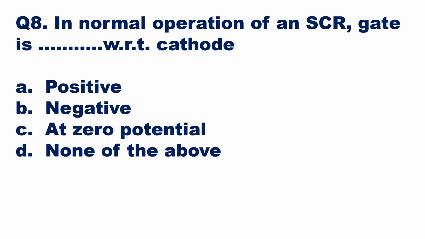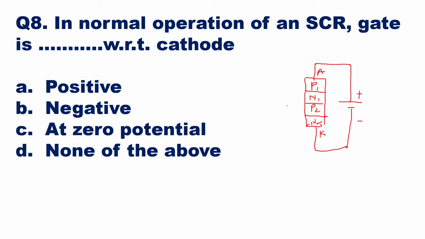In normal operation of an SCR, the gate is dash with respect to the cathode. Again, the same concept we have to remember. We will again see the structure of the SCR. We know that it is four layered: P1, N1, P2, N2. In the last question, we saw that the anode was positive with respect to the cathode for normal operation of the SCR. So here you can see plus and minus. Now with respect to the gate, the gate has to be positive with respect to the cathode.